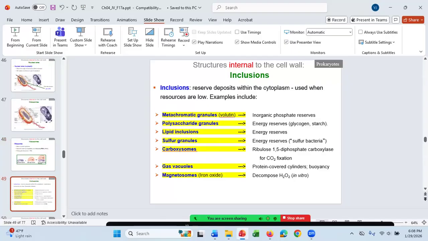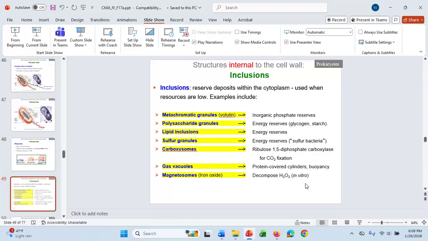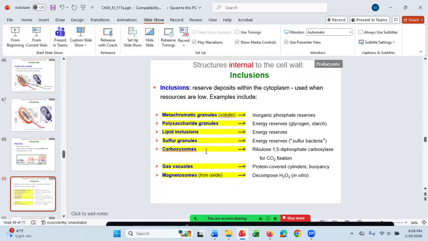You do need to know that there are different types of inclusions. An inclusion is simply a reserve deposit within the cytoplasm that the cell is storing. And so many molecules of what the cell is storing accumulate that the area precipitates out of solution. We have different types of inclusions. That's all you need to know. You don't need to know the different types.